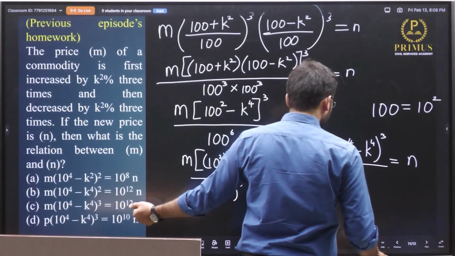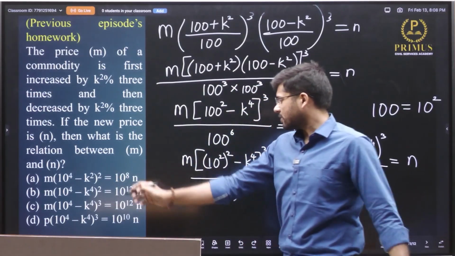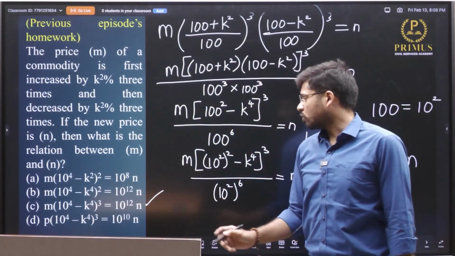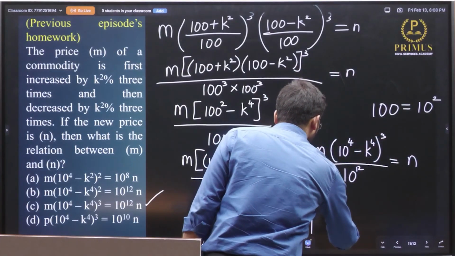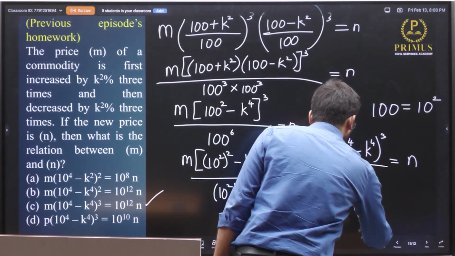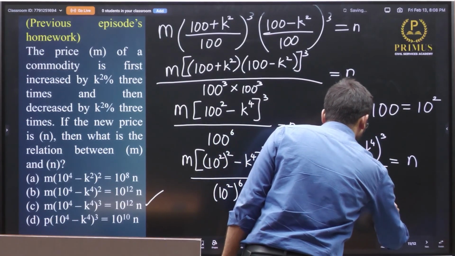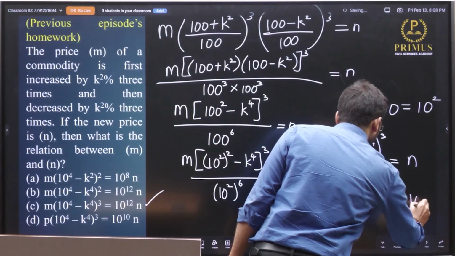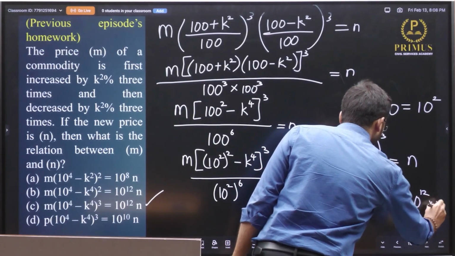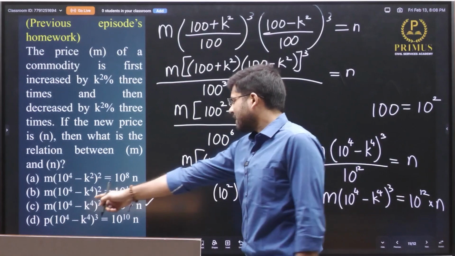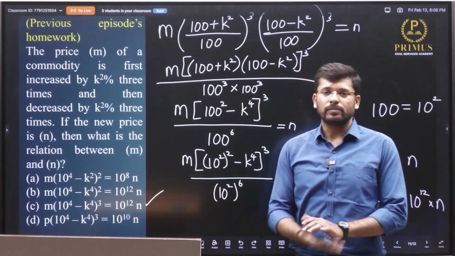And among the given options, this seems closest. So let us bring it to that format. M into 10 power 4 minus K power 4 whole cube is equal to 10 power 12 into N. Now this exactly matches with option C, and that is our answer.